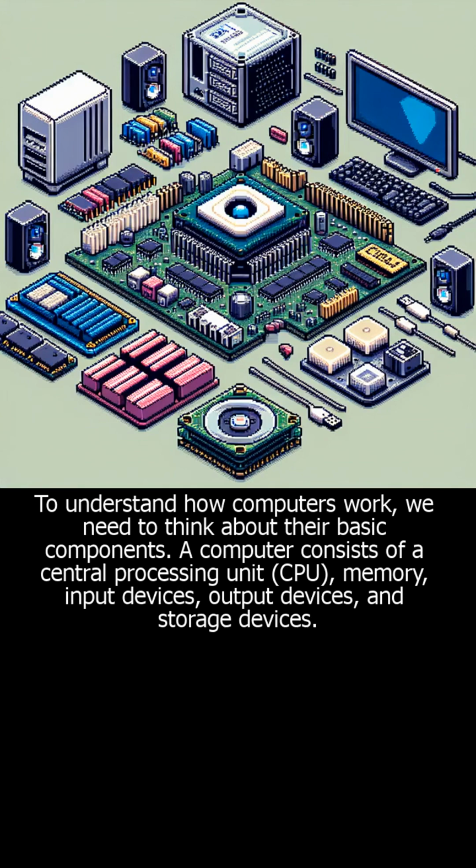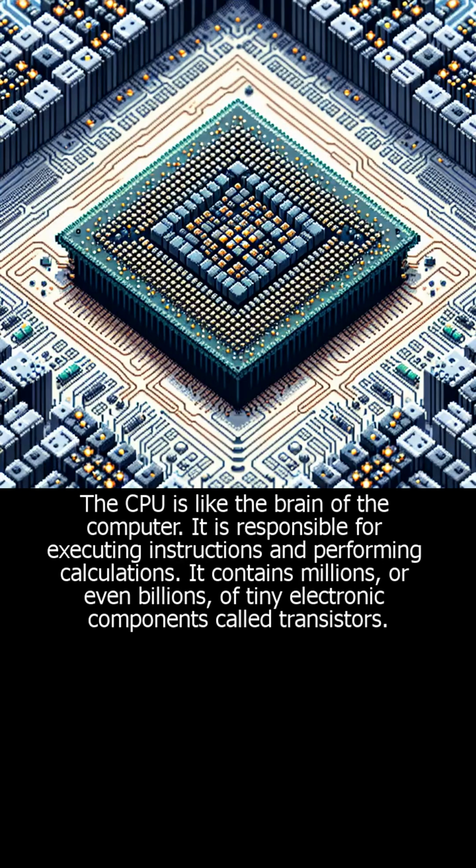A computer consists of a central processing unit, CPU, memory, input devices, output devices, and storage devices. The CPU is like the brain of the computer. It is responsible for executing instructions and performing calculations. It contains millions or even billions of tiny electronic components called transistors.